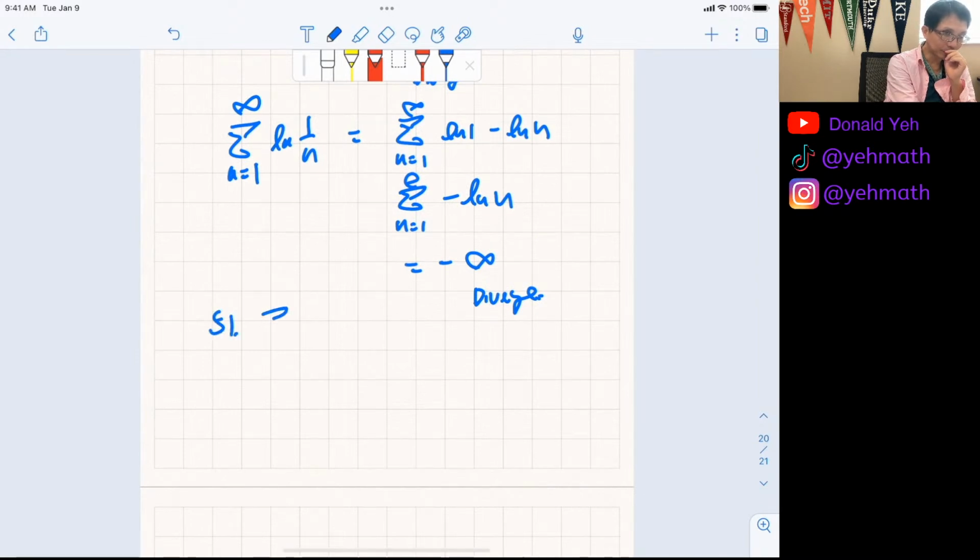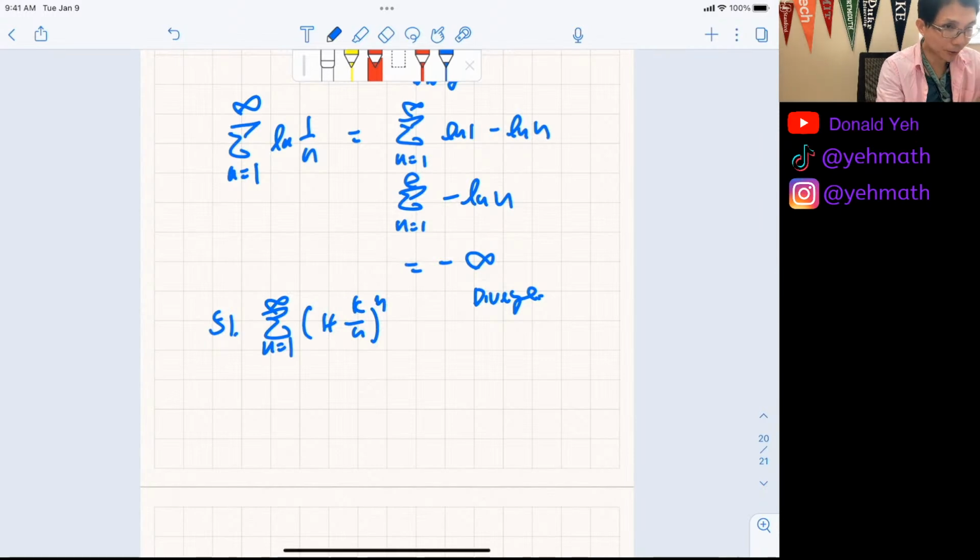The sum from n equal to 1 to infinity of (1 plus k over n) to the n. What do you get on this one? I want to make sure. This was a difficult one. I just reasoned that if k is positive, 1 plus k over n is greater than 1. Even if it's negative, it doesn't matter. So 1 plus k over n goes to 1, and 1 to the infinity is going to be 1.